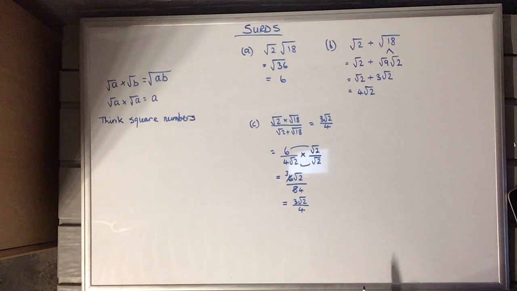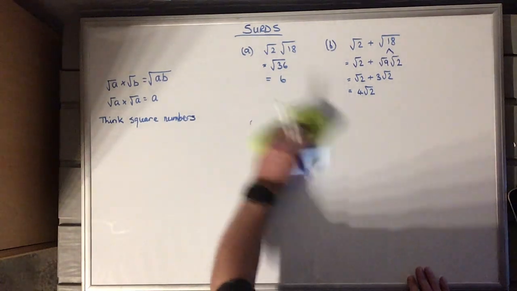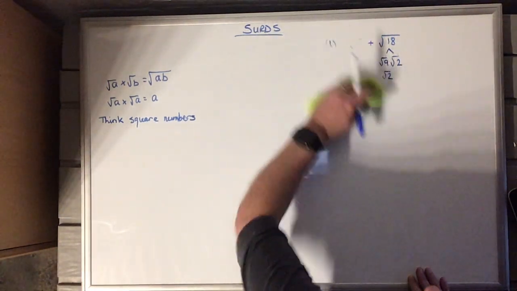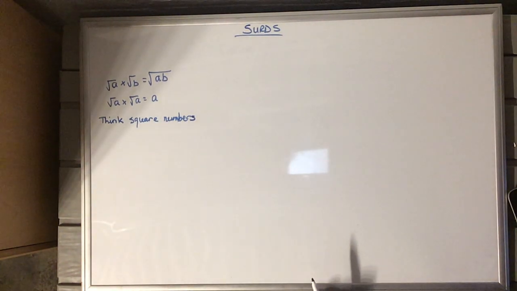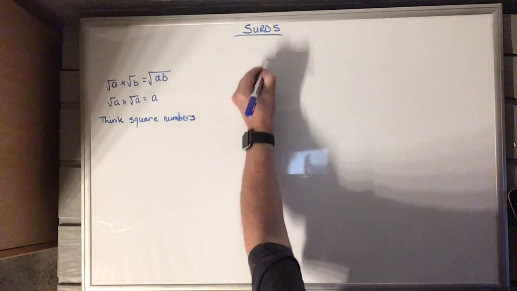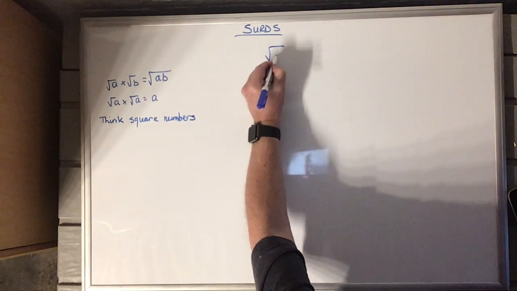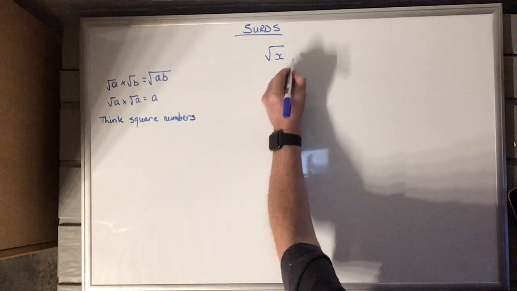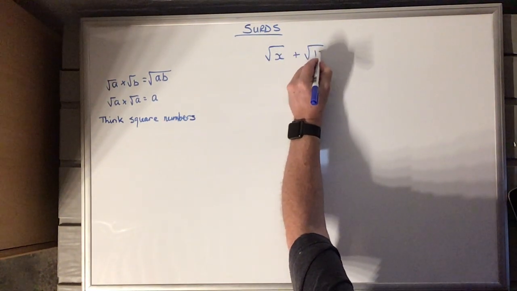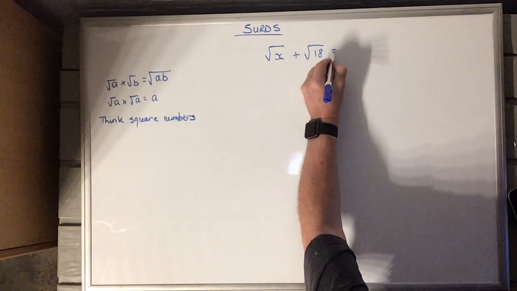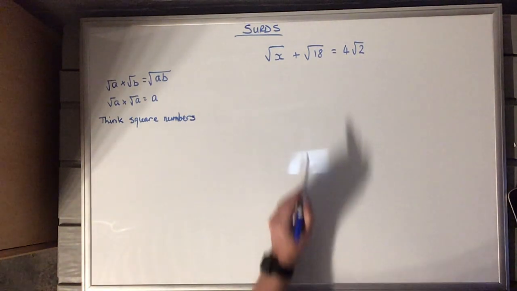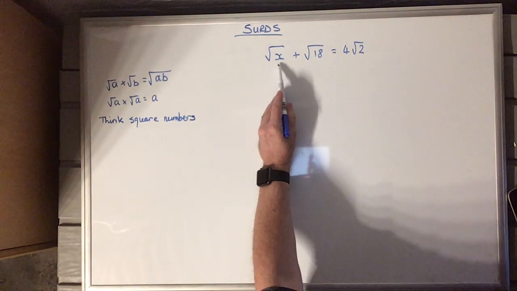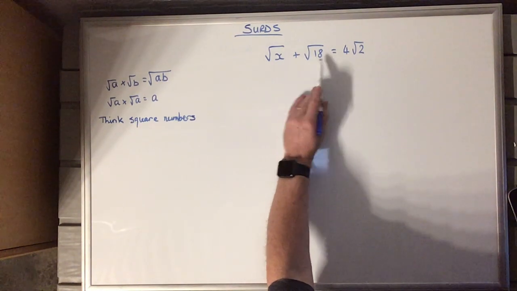So you can see that there's not very much to these problems. Let's try and work out, I'll give you a harder type one. The ones we've done so far are very routine, come up a lot. But here's one that involves a wee bit of algebra. Root x plus root 18 is equal to 4 root 2. So we have to work out what x is going to be such that if we add on root 18 we get 4 root 2.